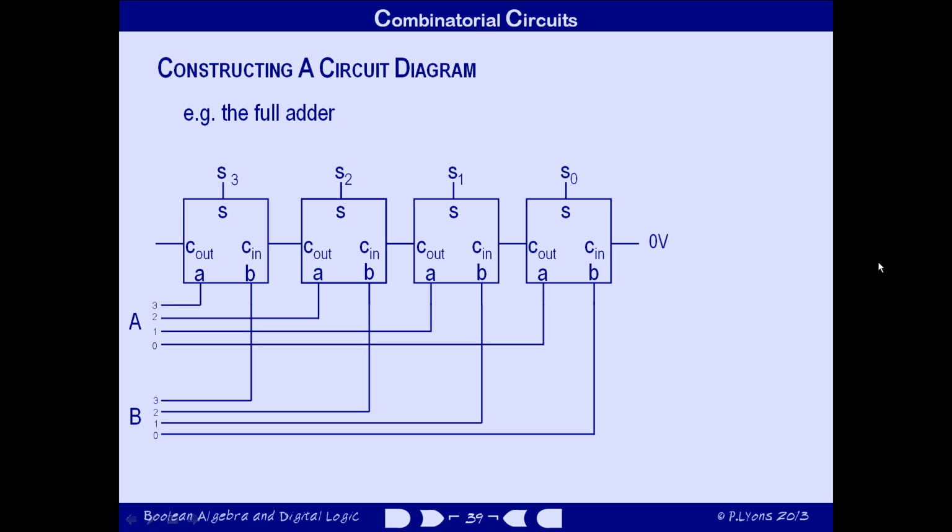The next bit is the twos bit. 2 is 2 to the power of 1, so it gets labelled as S1. The 4's bit is labelled S2 because 4 is 2 to the power of 2. The 8's bit is labelled S3 because 8 is 2 to the power of 3, and so on. So now we've designed the complete adder.